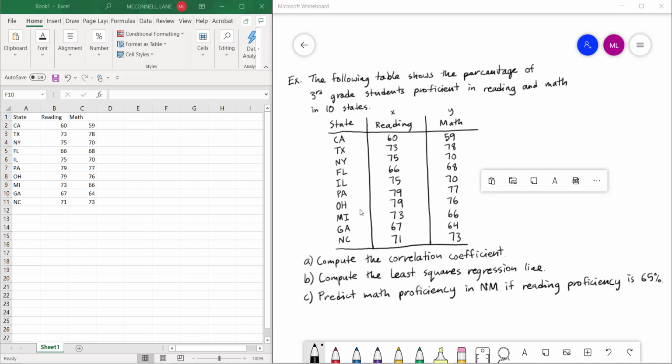We're asked to compute the correlation coefficient, to compute the least squares regression line, and then to use the least squares regression line to predict math proficiency in New Mexico if reading proficiency here is 65%. And so I've got the data typed into Excel over here. These numbers over here should match these numbers exactly. And I just want to show you how we can compute these various things.